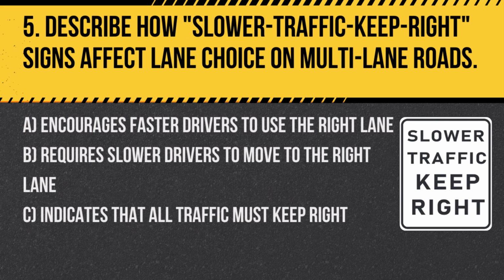Question 5. Describe how slower traffic keep right signs affect lane choice on multi-lane roads. A. Encourages faster drivers to use the right lane. B. Requires slower drivers to move to the right lane. C. Indicates that all traffic must keep right. Answer. B. Requires slower drivers to move to the right lane.